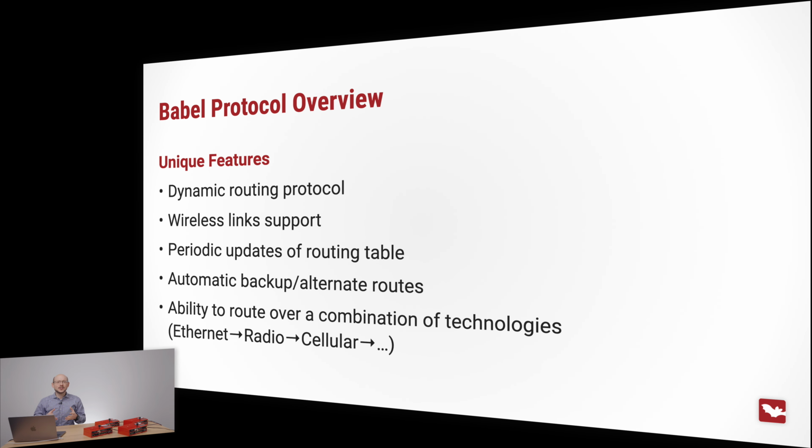Babel is the next generation routing protocol suitable for all types of networks, high as well as low speed. Babel relies on periodic routing table updates in contrast with OSPF, which relies on updates sent only when network topology changes. That makes Babel much more flexible when data needs to be sent using alternate routes. This effectively enables the network to have automatic backup routes which are constantly updated.